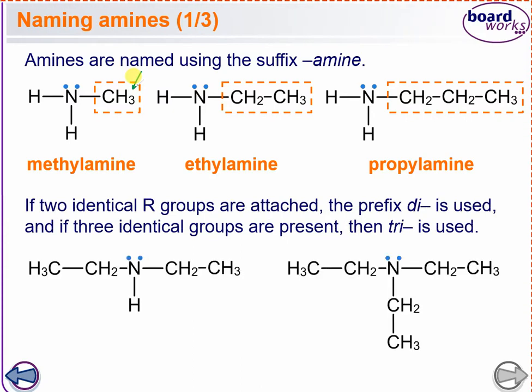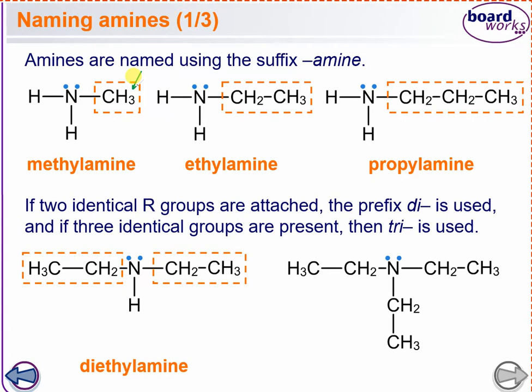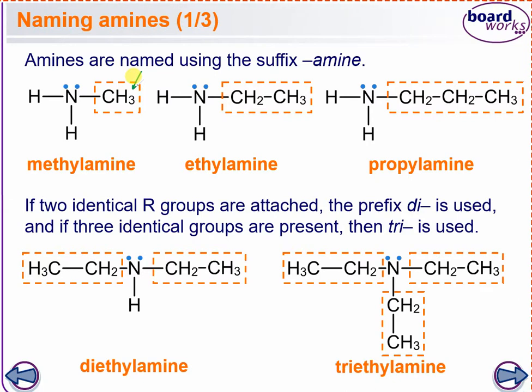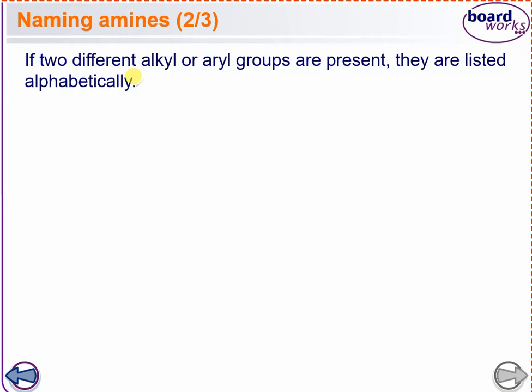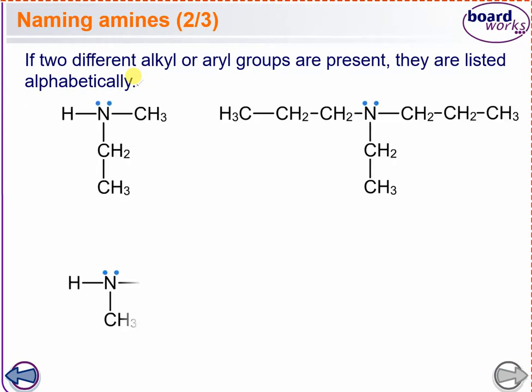If we have 2 identical ones, there are a couple of different ways to do this. You can use a di to represent the fact that there are 2 ethyl groups, so diethylamine. Or in our next example, it's going to be a triethylamine. So di and tri when we've got the same group repeated. Sometimes you've got different groups, and we're after alphabetical order here.